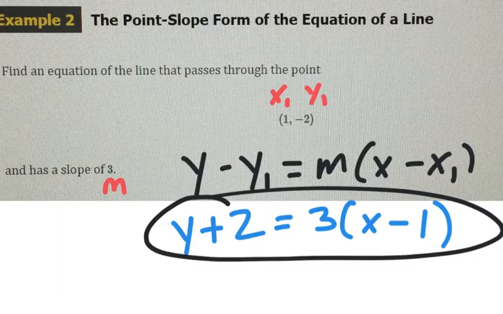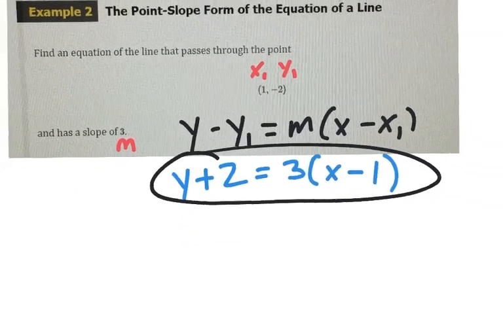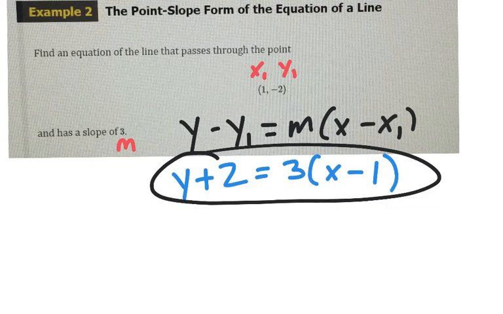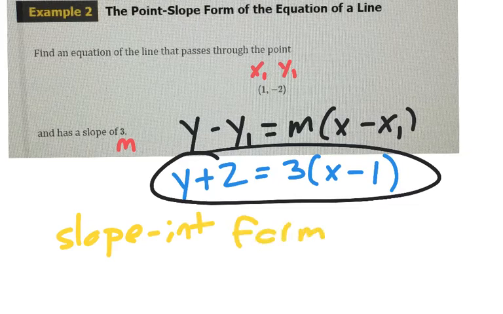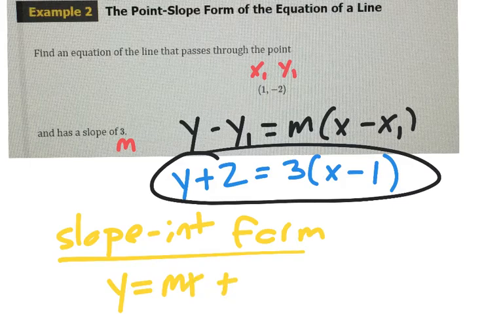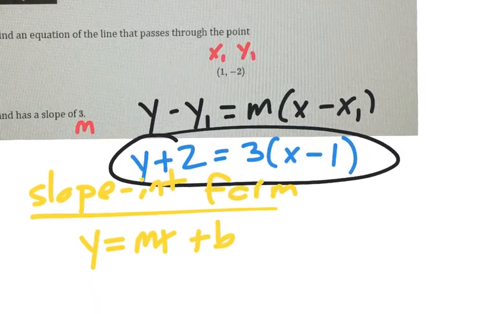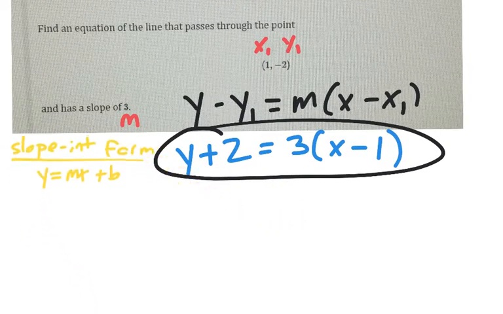Now what if they ask me to put this into slope-intercept form? All right, so what does slope-intercept form look like? y equals mx plus b. So what do we notice about slope-intercept form? The y has to be isolated. We have to get the y by itself. And we also notice there are no parentheses.